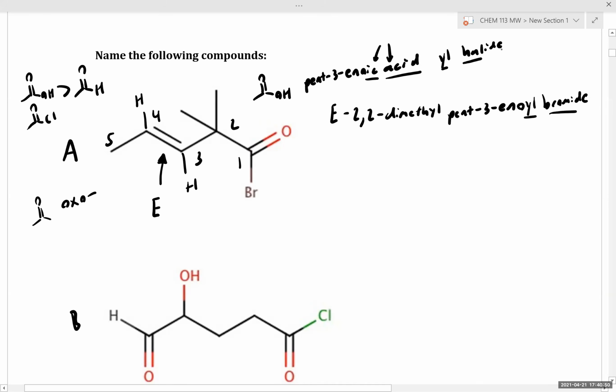Now, looking at this name, does anyone have another comment? Is there something missing from this name? We have to specify the locant number for our stereocenter. So this would be 3E, because our alkene is at position 3, 2,2-dimethyl. Remember, if we have two groups, we have to note the locant number of each to avoid ambiguity. Pent, 5-carbon chain, 3-ene, alkene at the 3 position, oyl, because we have an acyl halide, bromide, because it's an acyl bromide. Does that make sense?